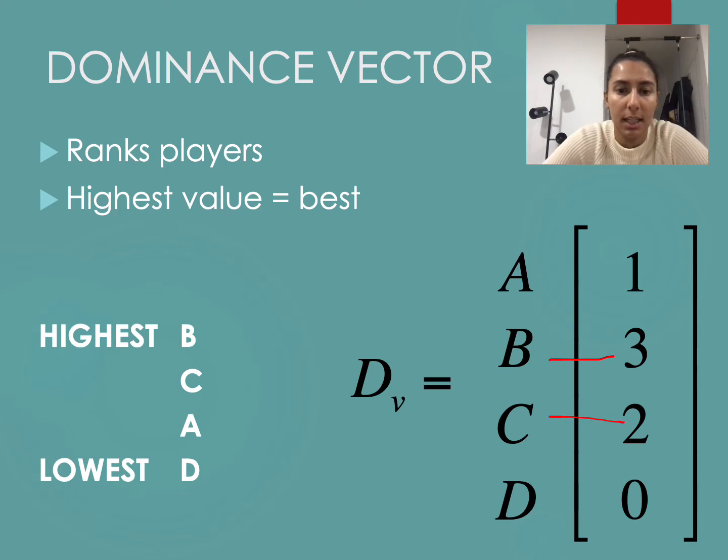You can't see under here. C is a 2, so that is the second. A is a 1, so it is third, and underneath my head here is a D, which is a 0. So this would be how we'd rank the teams or the players.